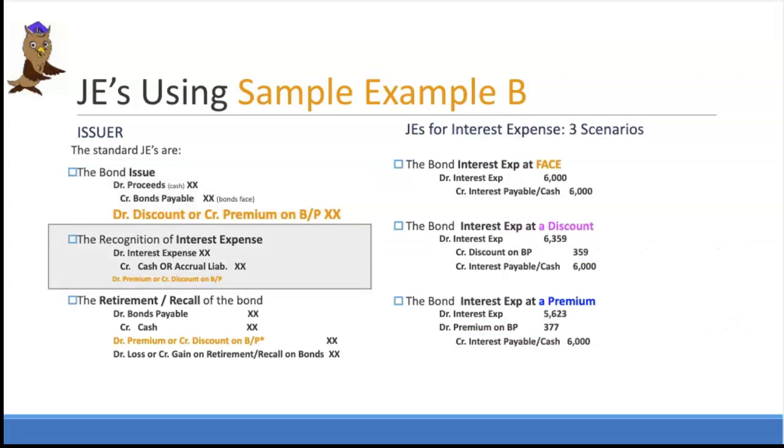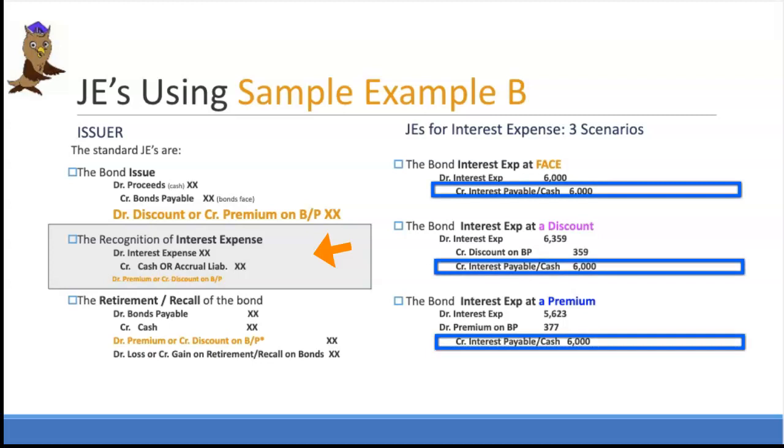Moving on to the recognition of interest expense JE, we see that it always includes a credit to an interest payable account if we accrue interest, or to cash if we're paying instead. In the case of example B, when issuing bonds at face, the interest payable or cash credit is the very same amount as the debit to interest expense, in this case $6,000.